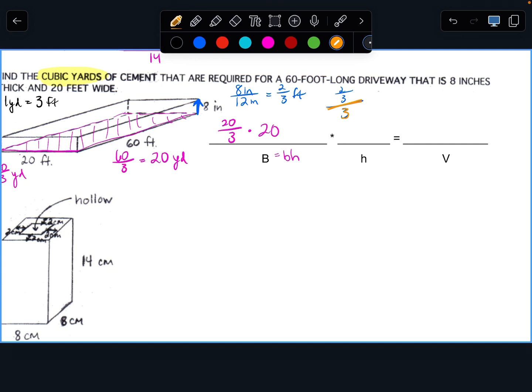Remember, dividing by 3 is the same thing as multiplying by 1/3, or dividing by 2 is the same thing as multiplying by 1/2. This is what I'm going to do. I'm going to do 2/3 times 1/3. It's the same thing as dividing by 3, but it's easier for my sanity. So 2/9. 2/9 of a yard.